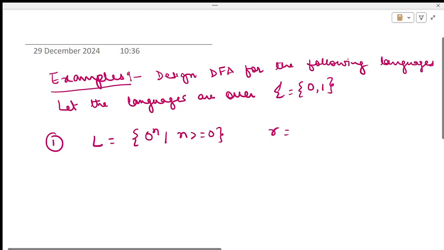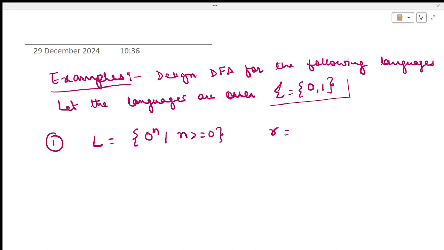Now we'll see the first example. Design deterministic finite automata for the following language. Let the language be R over sigma. Remember that we need to have this value: sigma is 0 and 1. And let the language be 0 raised to the power n for any n greater than or equal to 0. Hope you all are able to write the regular expression for this.